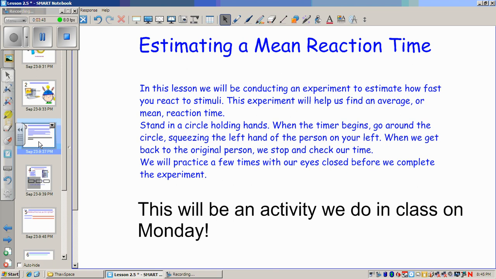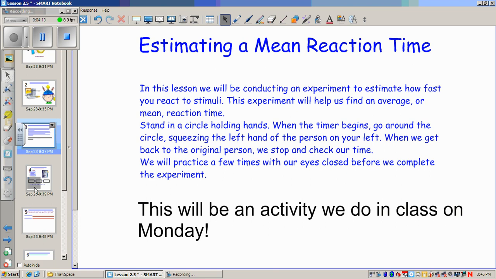We're going to stand in a circle on Monday. You're going to hold hands. When the timer begins, we're going to go around the circle, squeezing the left hand of the person on your left. When we get back to the original person, we stop and check our time. And we're going to practice a few times with our eyes closed before we complete the experiment. So this activity we will do in class on Monday.